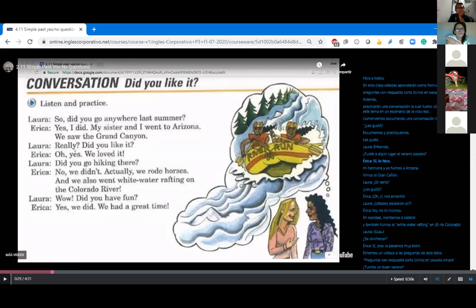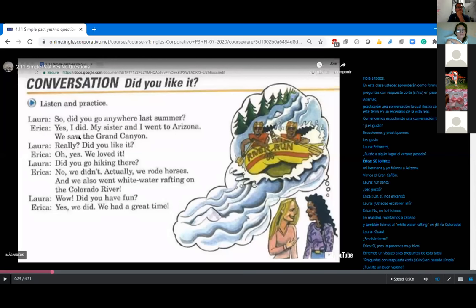Okay, but you say yes, we did, or no, we didn't, here, because it says we, my sister and I. Did you go hiking there? Okay, vean cómo cambió la respuesta de I a we. Porque al principio la pregunta es para esta persona, Erika. Did you go anywhere last summer? Yes, I did. Pero ella incluye en la respuesta a la hermana. My sister and I went.